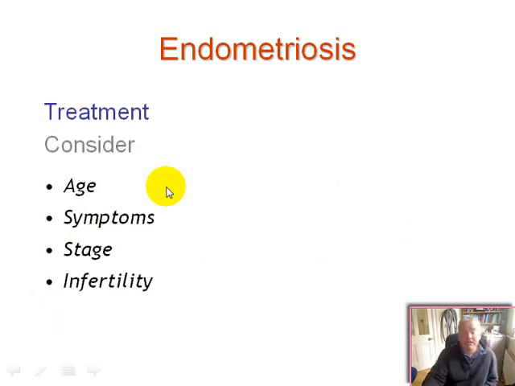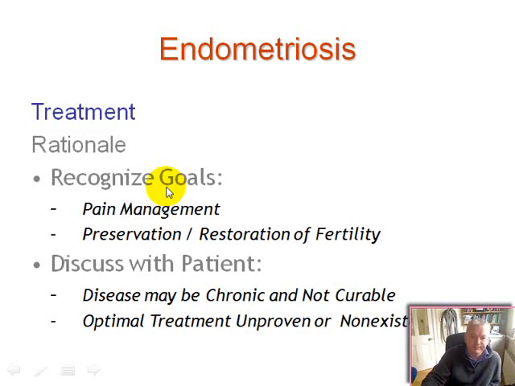Now, when we look at our patients and try to decide how we're going to manage their endometriosis, we need to consider their age, what their symptoms are, what stage of the disease they have, and whether fertility is an issue. So typically the patients divide into two groups, one with pain and the other requiring fertility. So when managing their pain, we try not to impact on fertility.